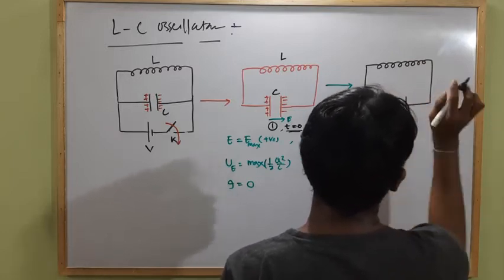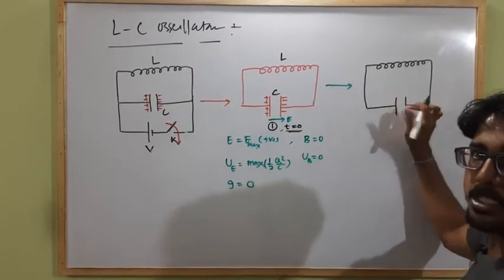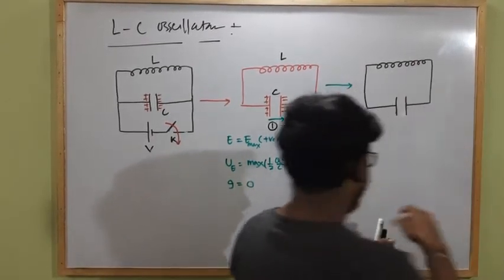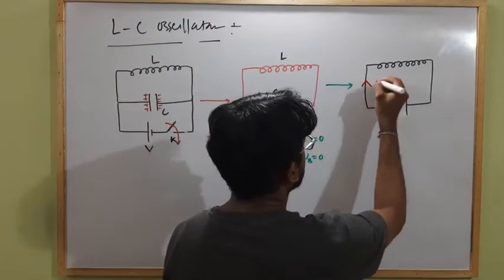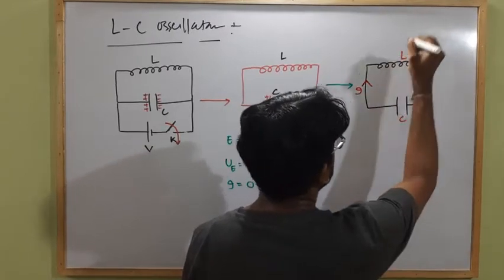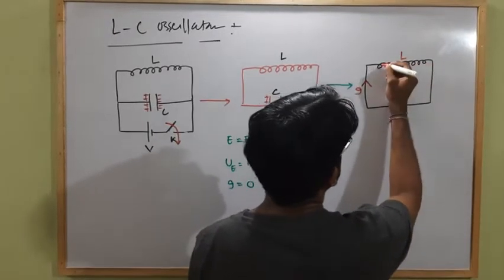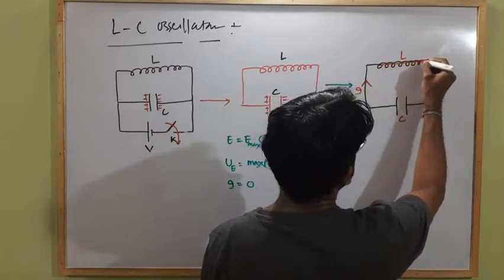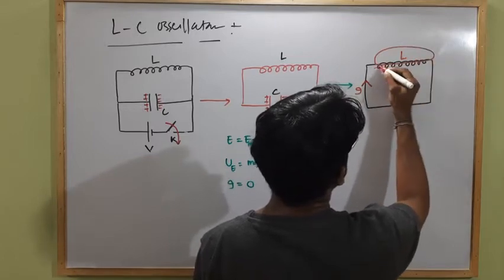So the situation will be like this. The capacitor is completely discharged, there is no charge across the capacitor, and the current will start flowing through the circuit in the clockwise direction and its value will be maximum, I. Here the capacitor is C and the inductor has inductance L. As current flows through the inductor, there will be a magnetic field induced across it due to Faraday's law of electromagnetic induction.